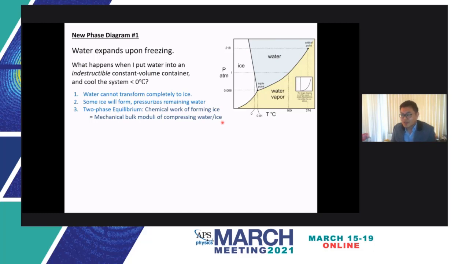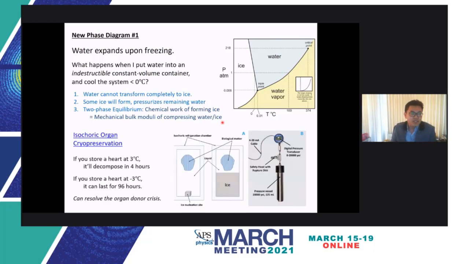This is not just a thermodynamic exercise, it's actually very important from biophysics. There's this interesting fact where if you take an organ and you store it at 3 degrees Celsius, it'll decompose in 4 hours. But if you store it at -3 degrees Celsius, it'll decompose in 96 hours. So if you can store organs at -3 degrees C, you can resolve the organ donor crisis. And so what people do is they take an organ, and instead of putting it at -3 degrees C, which will generate ice crystallites throughout the entire membranes and rupture your material, they put it in an isochoric chamber.